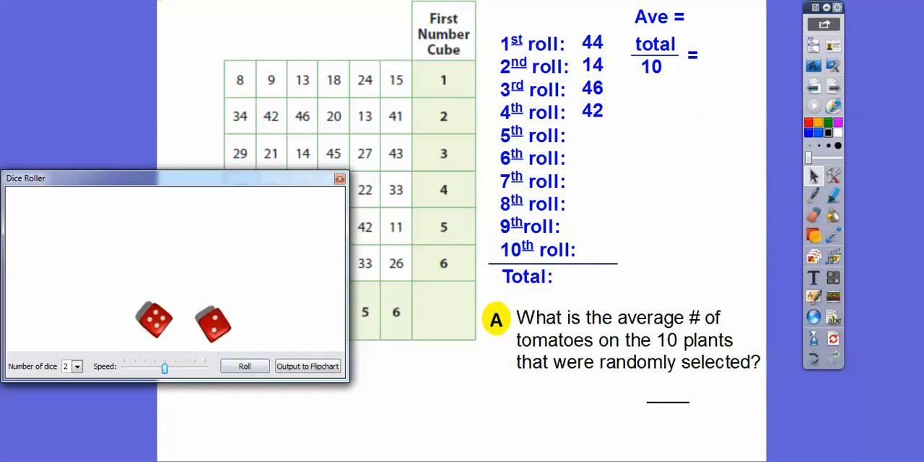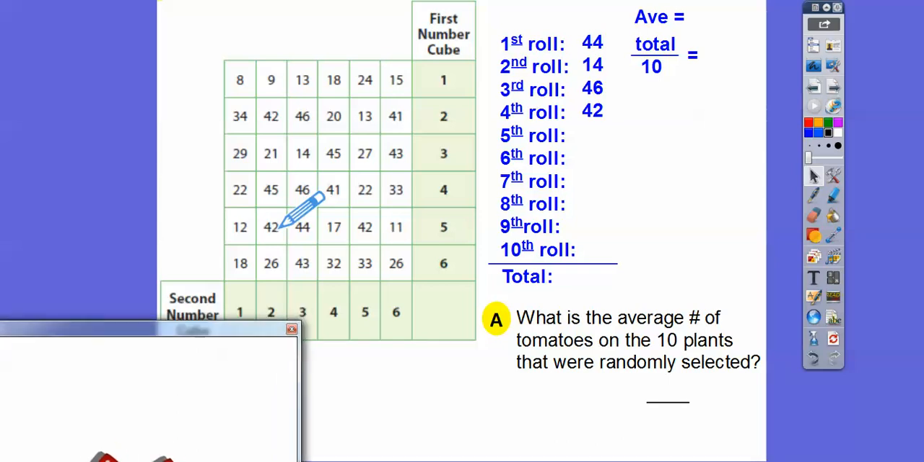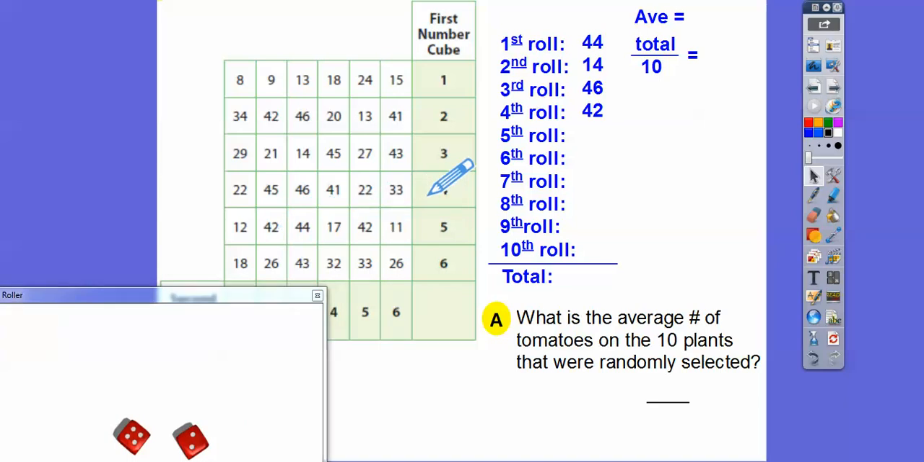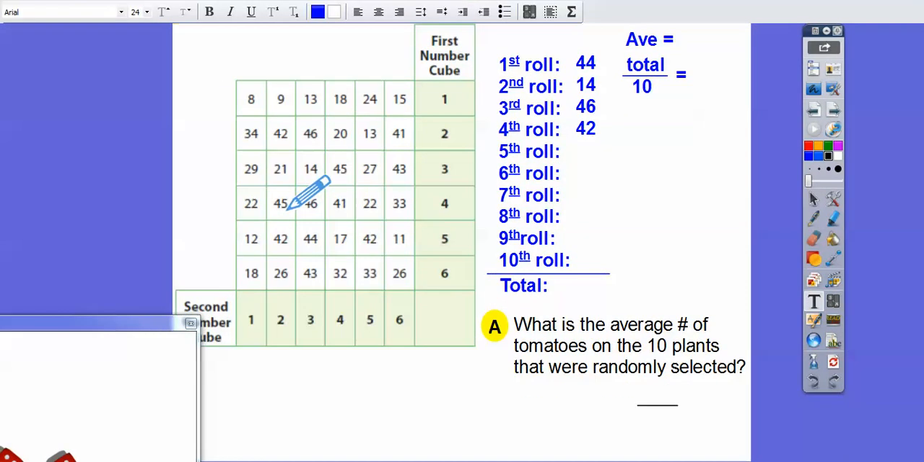Okay, so 5 and 2, I see 42 again. Did we do 5 and 2 last time? I guess not, it was 4 and 2. Sorry, 4 and 2. So row 4 and 2 is going to be 45. Let me make sure that's 2. Yeah, 45. All right, so let's keep going.